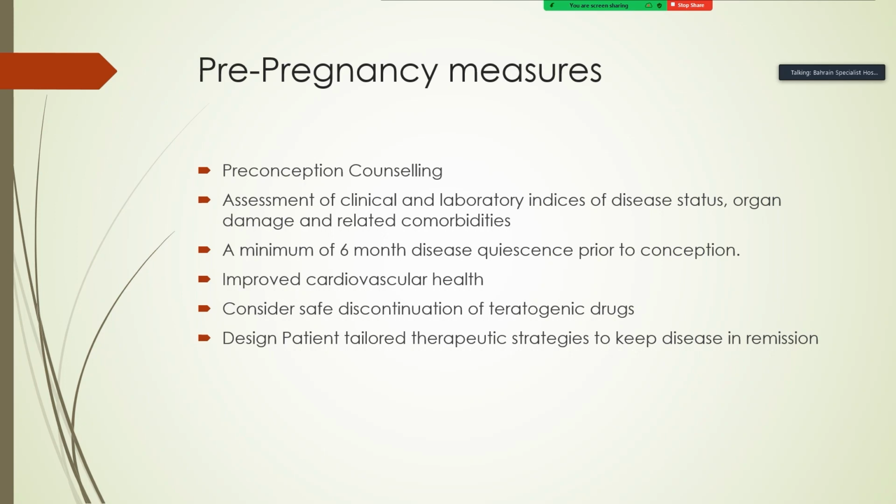So then there should be assessment of clinical and laboratory indices in the patient. We should check the presence of active disease, any organ damage, or any comorbidities present. I spoke earlier that a minimum of 6 months of disease inactivity should be there before conception, and cardiovascular health should be good in the patient. And we should ensure the discontinuation of teratogenic drugs, because if a patient is already on teratogenic drugs, it should be discontinued before conception.